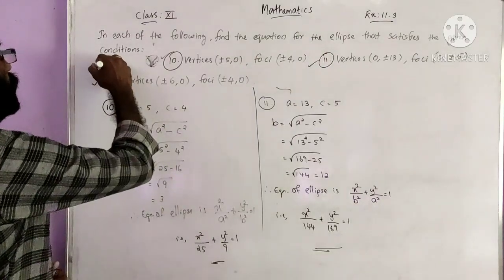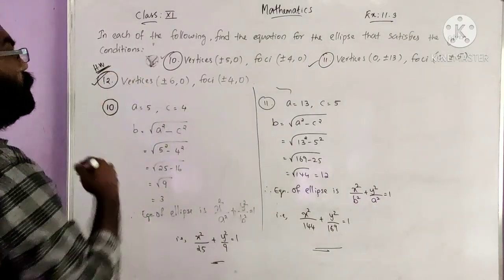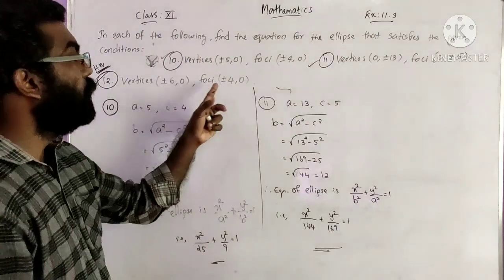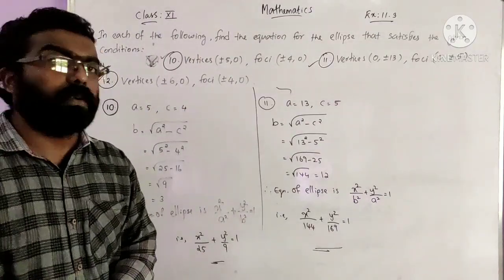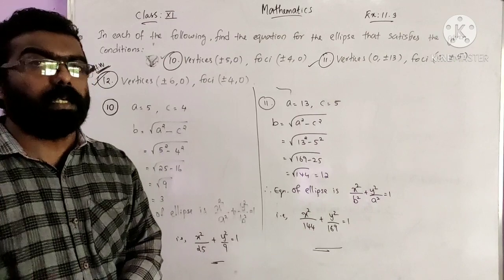Similarly, you can do the next one, question number 12. So do it yourself. Do it as a homework. Vertices plus or minus 6, 0. Foci plus or minus 4, 0. It is of the first type.